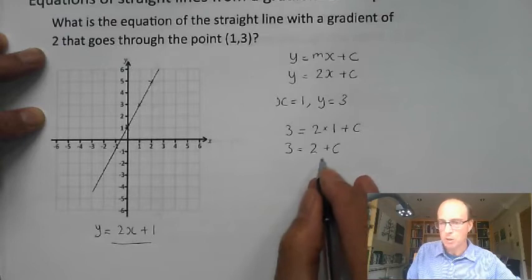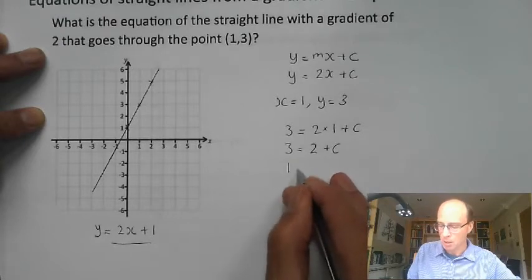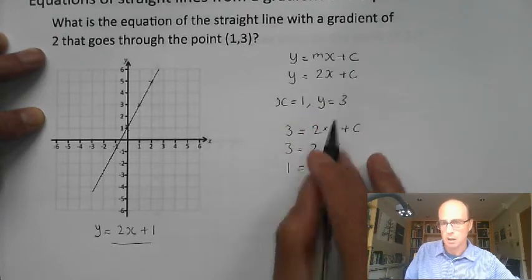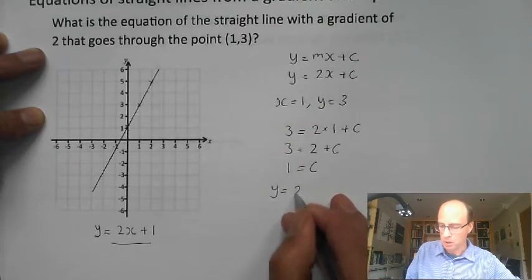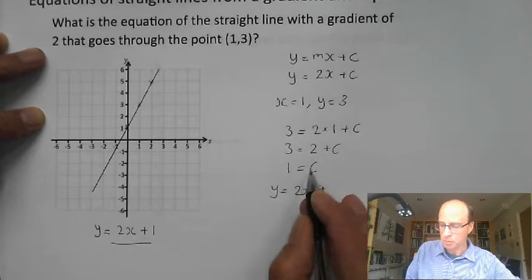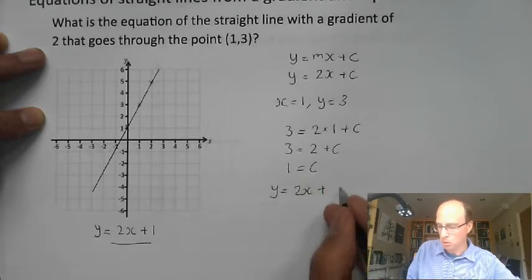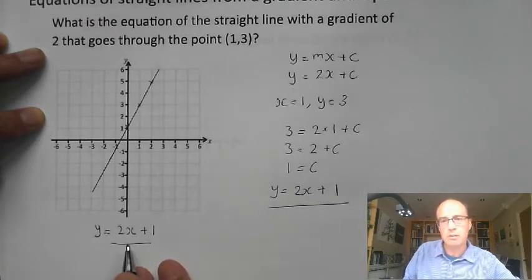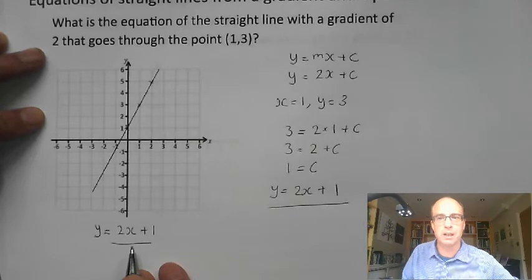If I subtract 2 from both sides of my equation, I get 1 is equal to c, and substitute this into here. So we've got y is equal to 2x plus my value of c, which is 1. y equals 2x plus 1. So we've got the equation of the line. Without plotting it, we've got the same value, so I'm fairly comfortable that I haven't made a mistake.